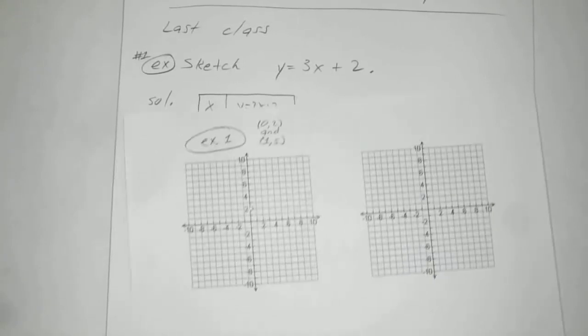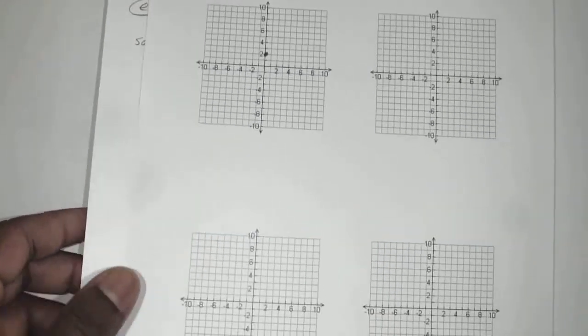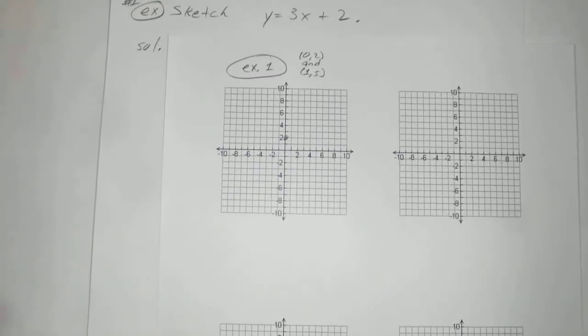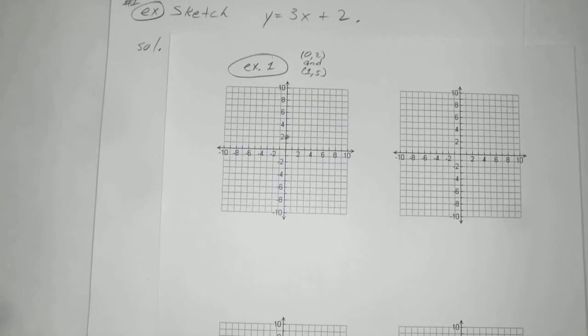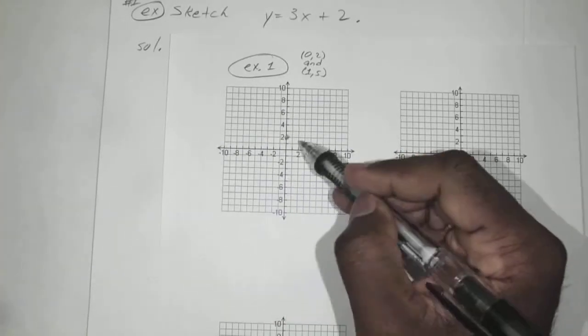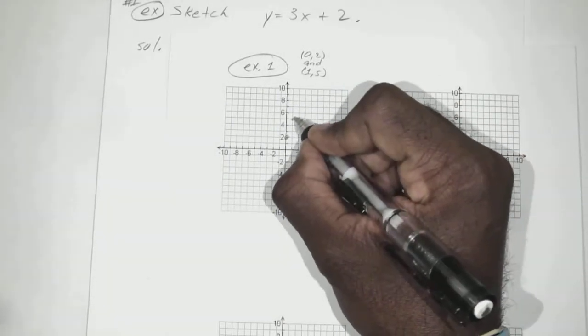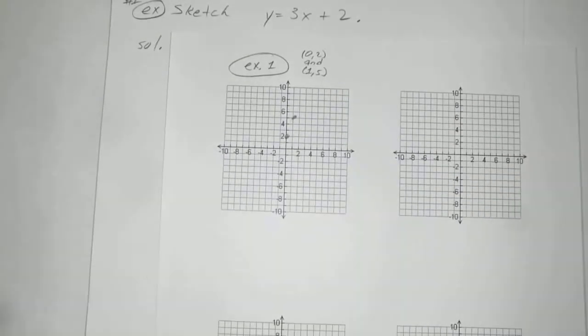Trying to see if I can get it out of the glare. There we go. Okay, so that's 0, 2 and 1, 5. We go 1, and then we go up 5. 1, 2, 3, 4, 5. So that's the point 1, 5.